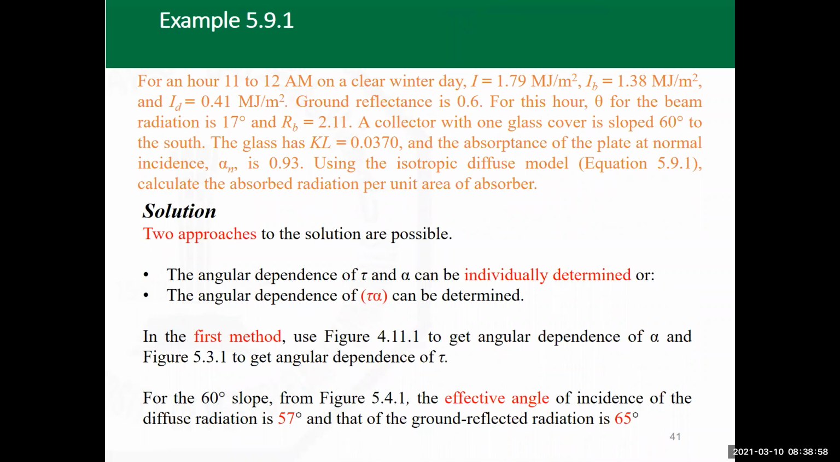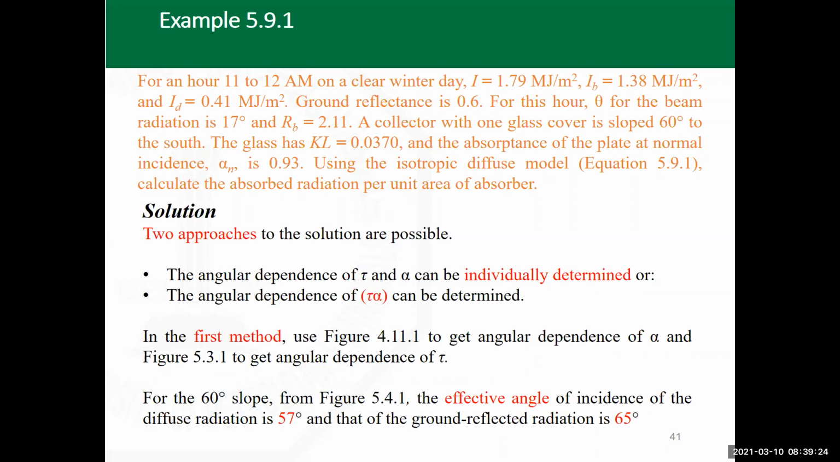Additional information required for completing the problem statement: the ground reflectance is 0.6. The reflectance would have a value from 0 to 1, but when you are seeing values like 0.7 or 0.6, it means that the earth or the ground is covered by ice or snow.